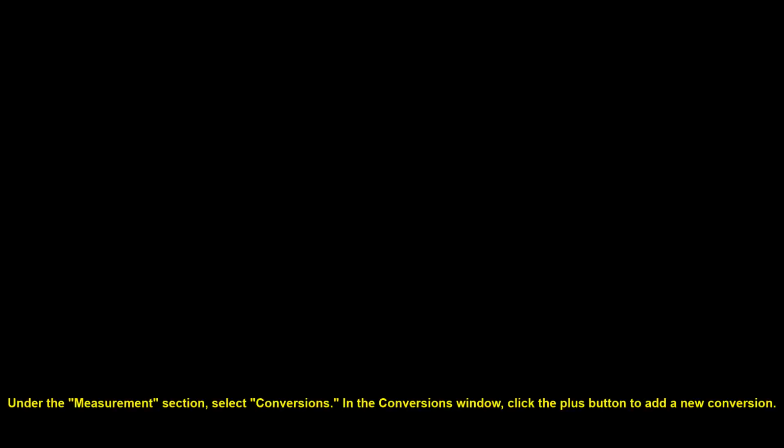Under the Measurement section, select Conversions. In the Conversions window, click the plus button to add a new conversion. Choose Website as the type of conversion you want to track. Fill in the required details for your conversion action. Make sure to select Use Enhanced Conversions when prompted.